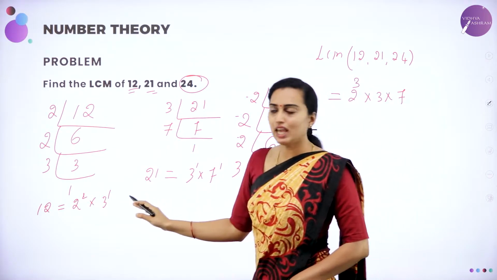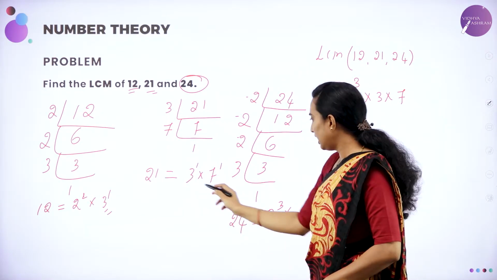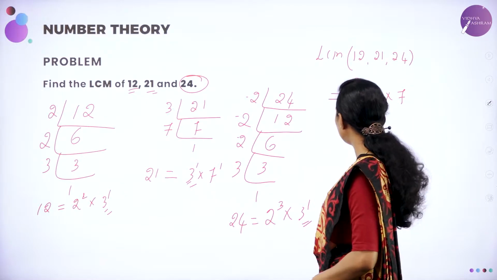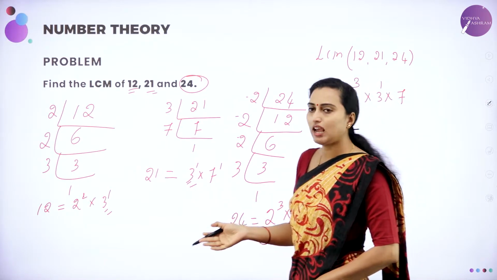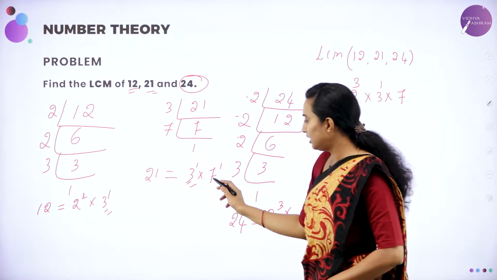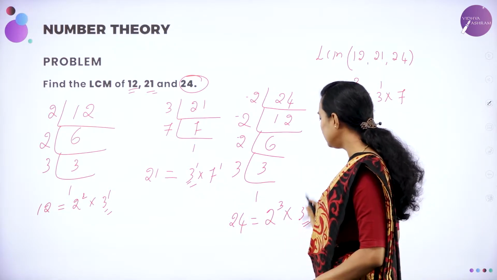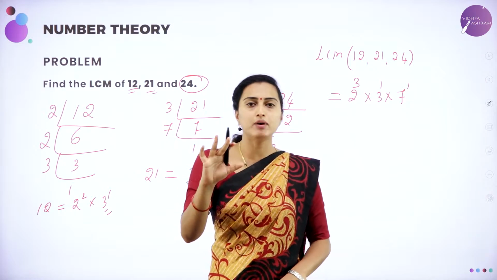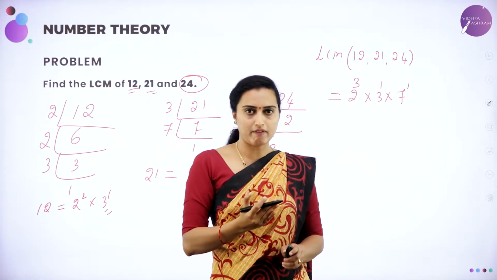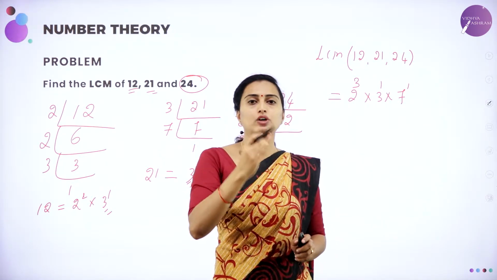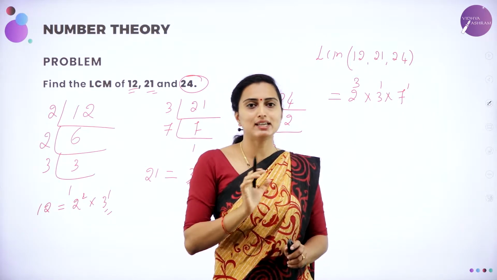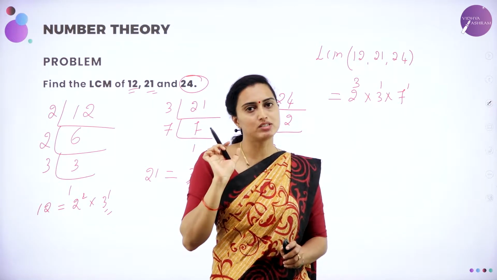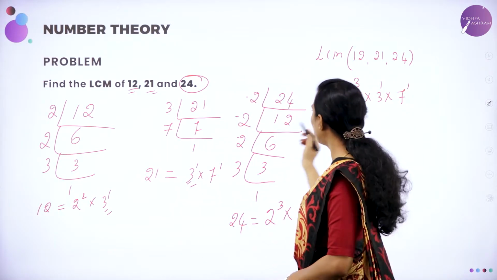Again 3 is there, 3 power 1, here 3 power 1, only 3 power 1. Again 7 is not there here, but here you have 7 power 1, so you are going to write it as 7. The product of all the numbers with their highest power is the LCM of the given numbers. Understood? So this you are going to multiply.